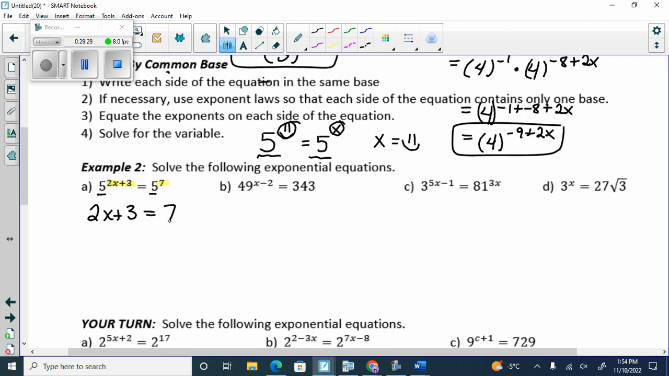And now I just go back to normal junior high solving. I subtract 3. I get 2x equals 4. Divide by 2. x equals 2. And I can check it. If I put the 2 back in, I get 2 times 2 plus 3, which is 7. 5 to the 7 equals 5 to the 7. True statement, isn't it? So I box it and I'm right.